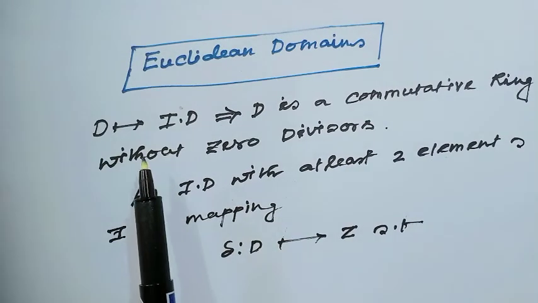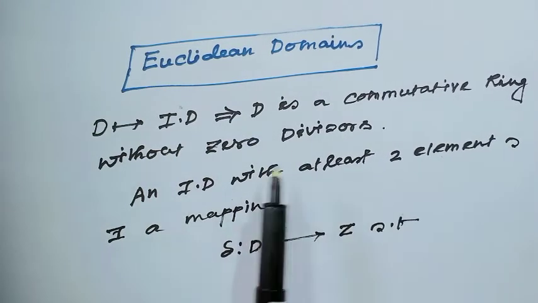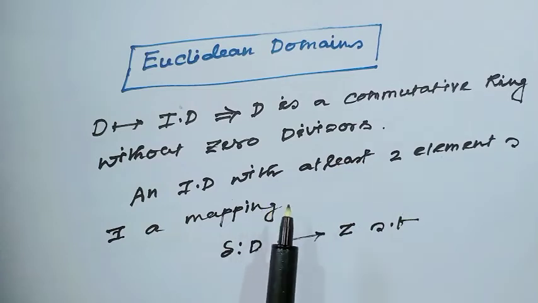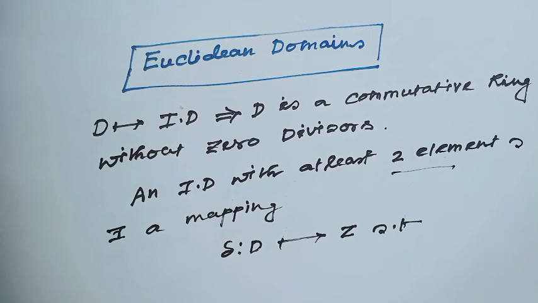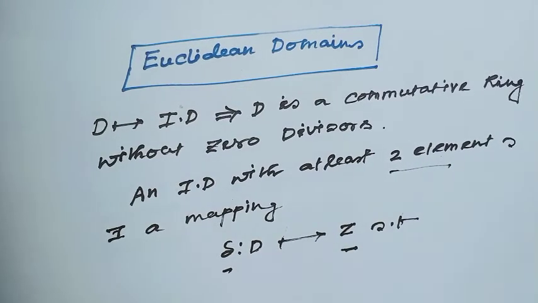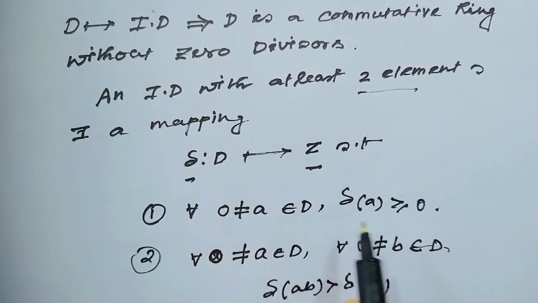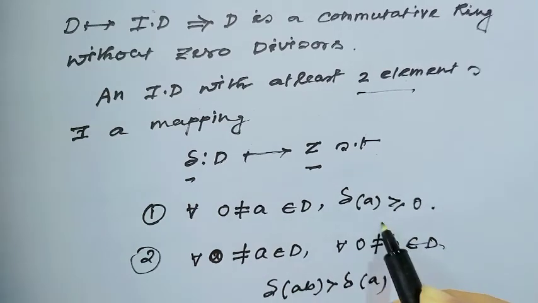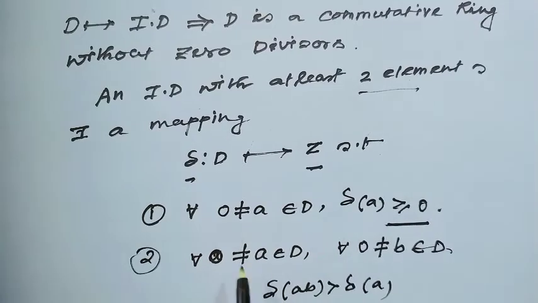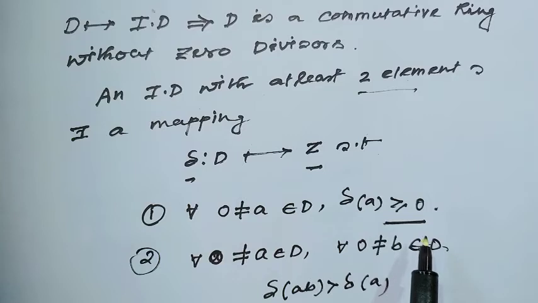Actually, the idea is this. Consider a set D which is an integral domain. That means obviously D is a commutative ring without zero divisors, an integral domain with at least two elements. Suppose there exists a mapping delta from D to Z, where Z is the set of integers, such that condition 1: for all non-zero elements in the domain, the image of this element will always be greater than or equal to 0. Are you getting condition 1? For all non-zero elements in the domain, the image of this element will always be greater than or equal to 0.